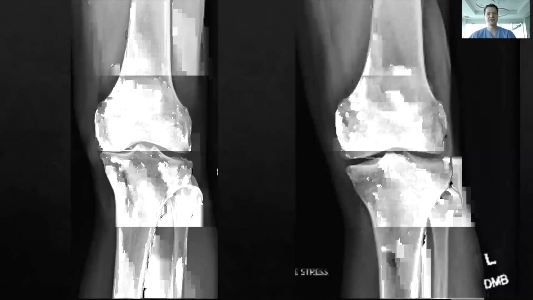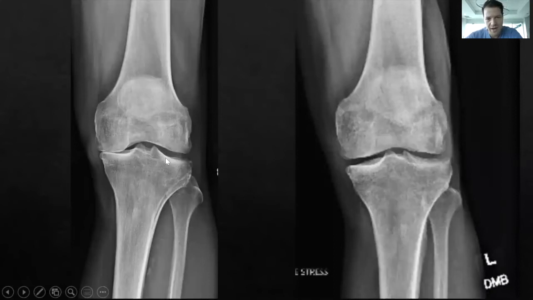The other thing I like to do in the office that I think is quite helpful is what's called a stress view. So this is the same patient that we talked about earlier. We see this isolated medial arthritis, this narrowing here. The lateral compartment looks good. And what I do is I get one x-ray with a stress view.